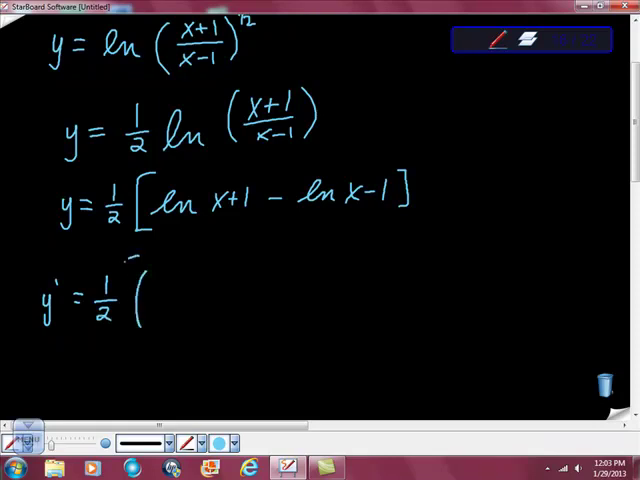Times, and what's the derivative here? 1 over x plus 1 times what? Times 1, right? Because we're supposed to take the derivative of the inside, but the derivative of x plus 1 happens to also be 1. Minus 1 over x minus 1, and remember here I also did the times 1, right? Everybody good with this?